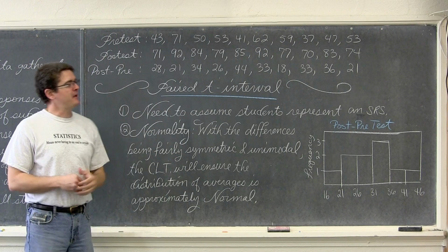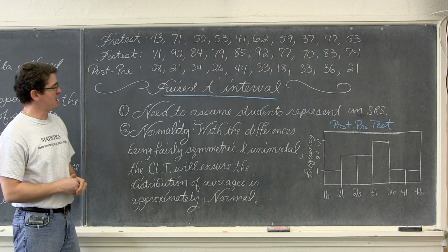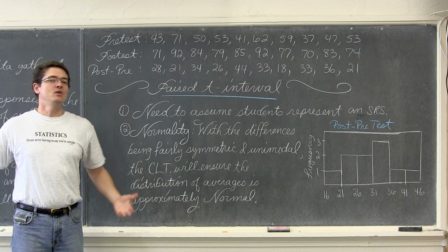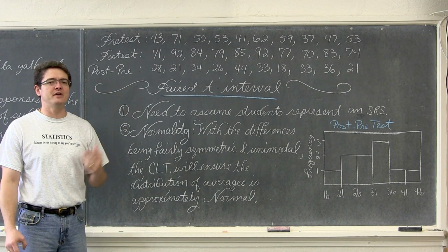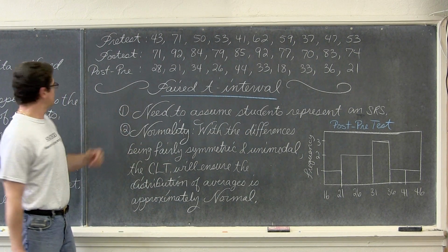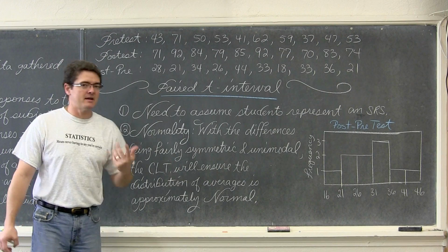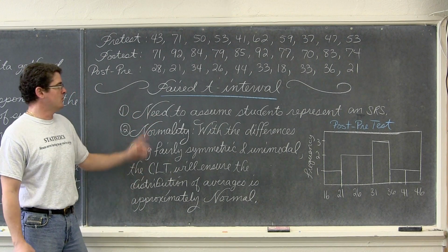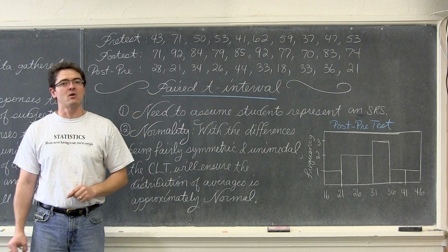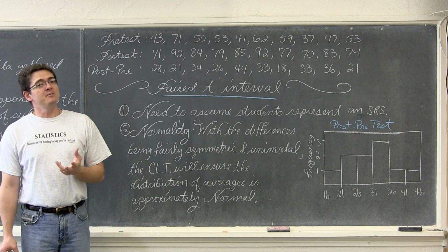And we're going to set up a paired t-interval. So, again, you have 3 checks for confidence intervals. This is now my second or third video, so I didn't put them down ahead of time. We need an SRS, we need normality, and we need independence. So we need to assume these students represent an SRS. Might not actually be the case.